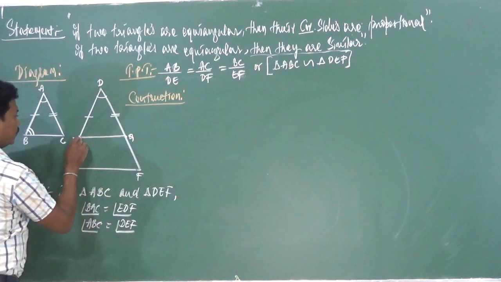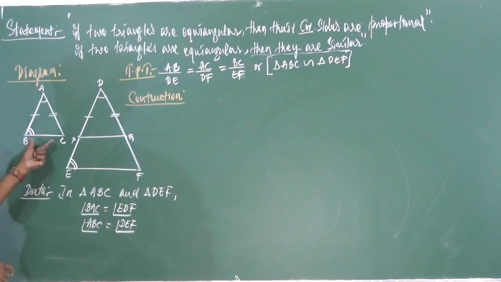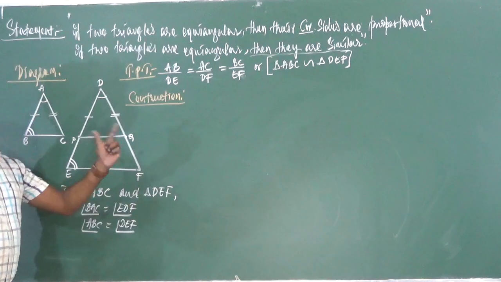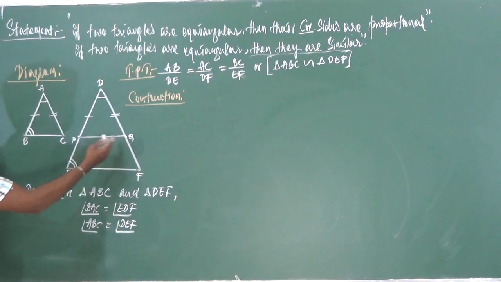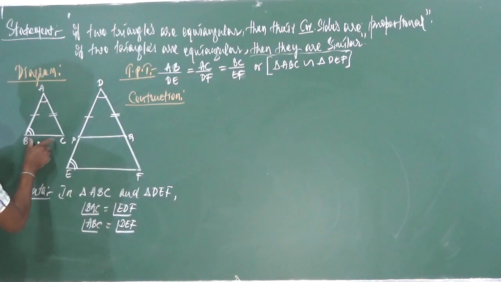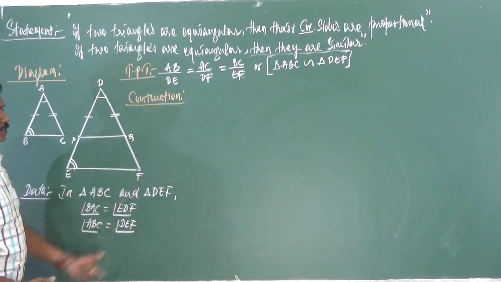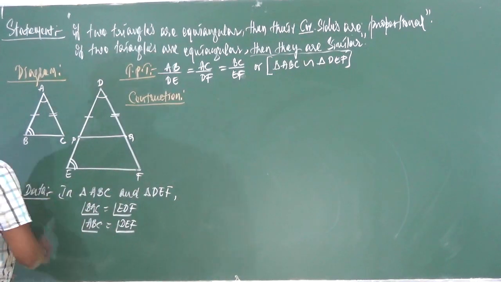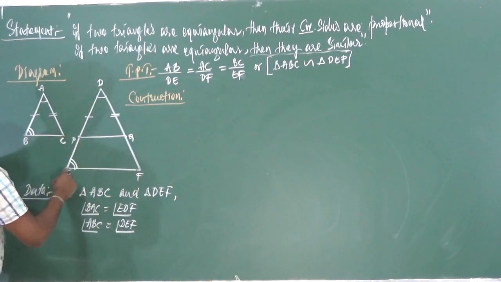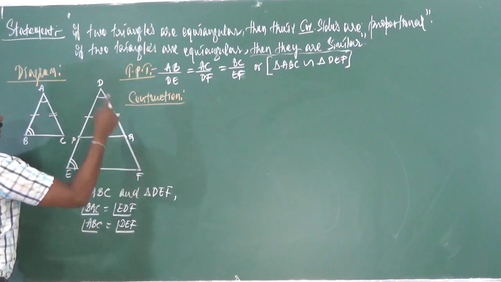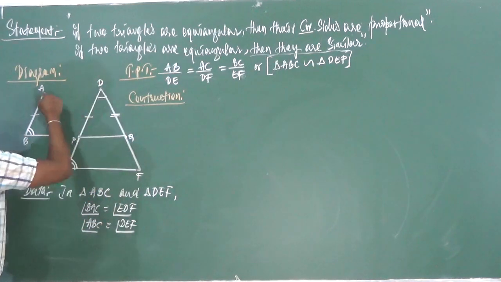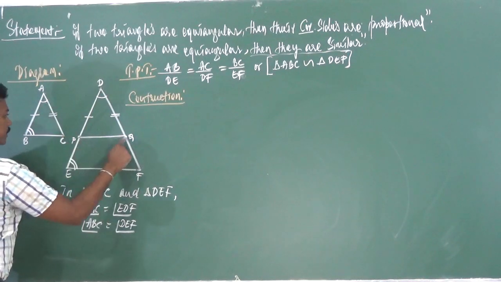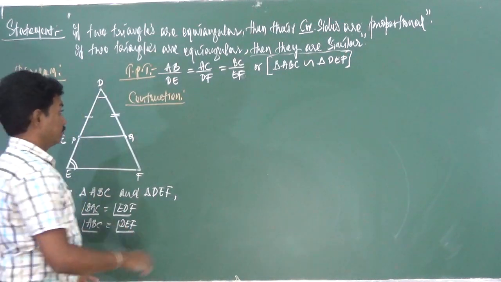Join this PQ. And don't tell me, sir, BC is equal to PQ. No, you do not know it. It has to be still proved. I will just join PQ. I don't know whether BC is equal to PQ or not. Let's see in the proof. So mark a point P on DE, Q on DF such that DP is equal to AB, DQ is equal to AC, join PQ. So this is the construction part.